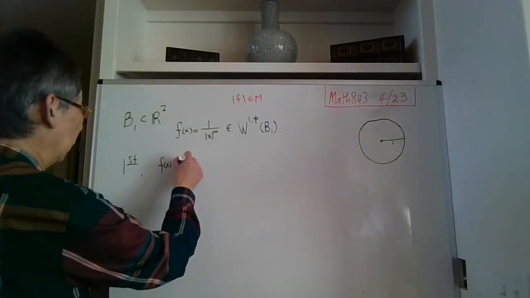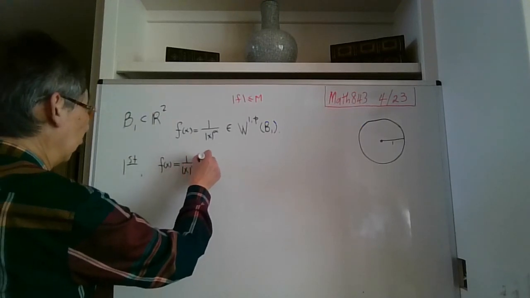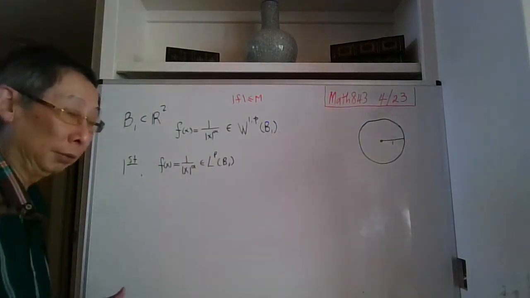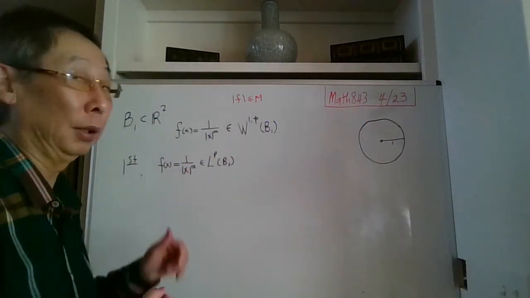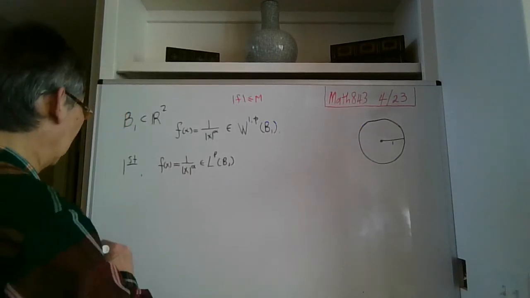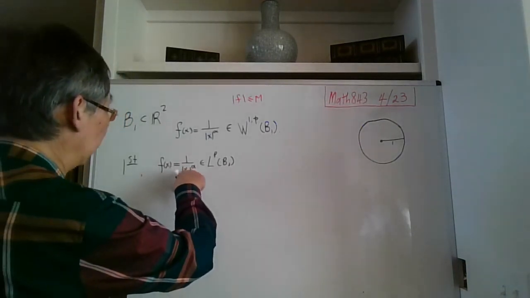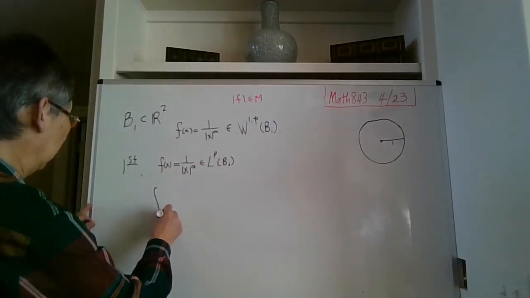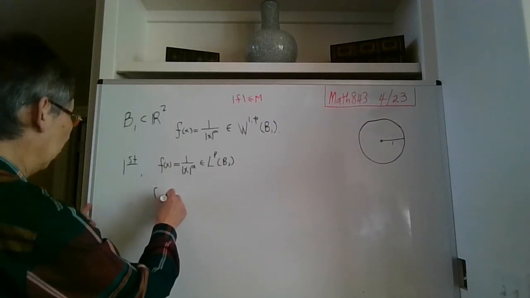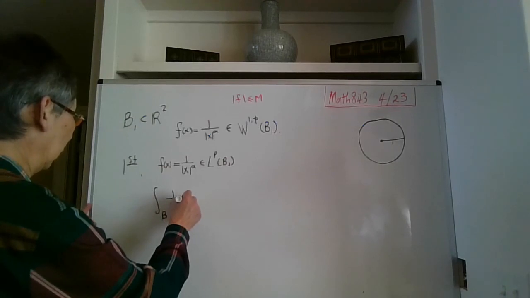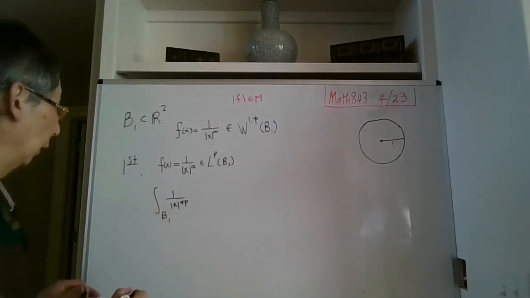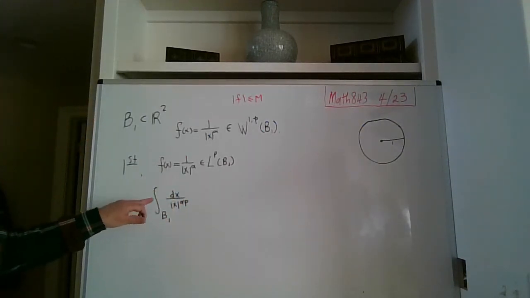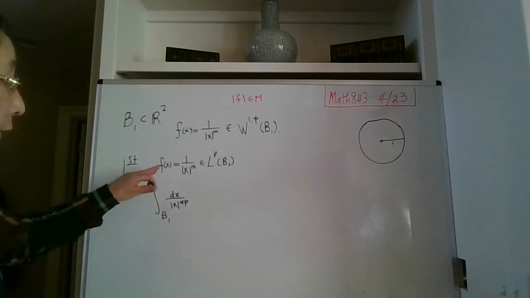Think about this function: whether it is in L^p. Even in this case, you can see that there must be some restriction on alpha. So let's do some calculation to see for which alpha this function is in L^p. Let's consider the integration over B1 of 1 over |x|^alpha, to the power p, dx. We want to know for what alpha this integration is finite.